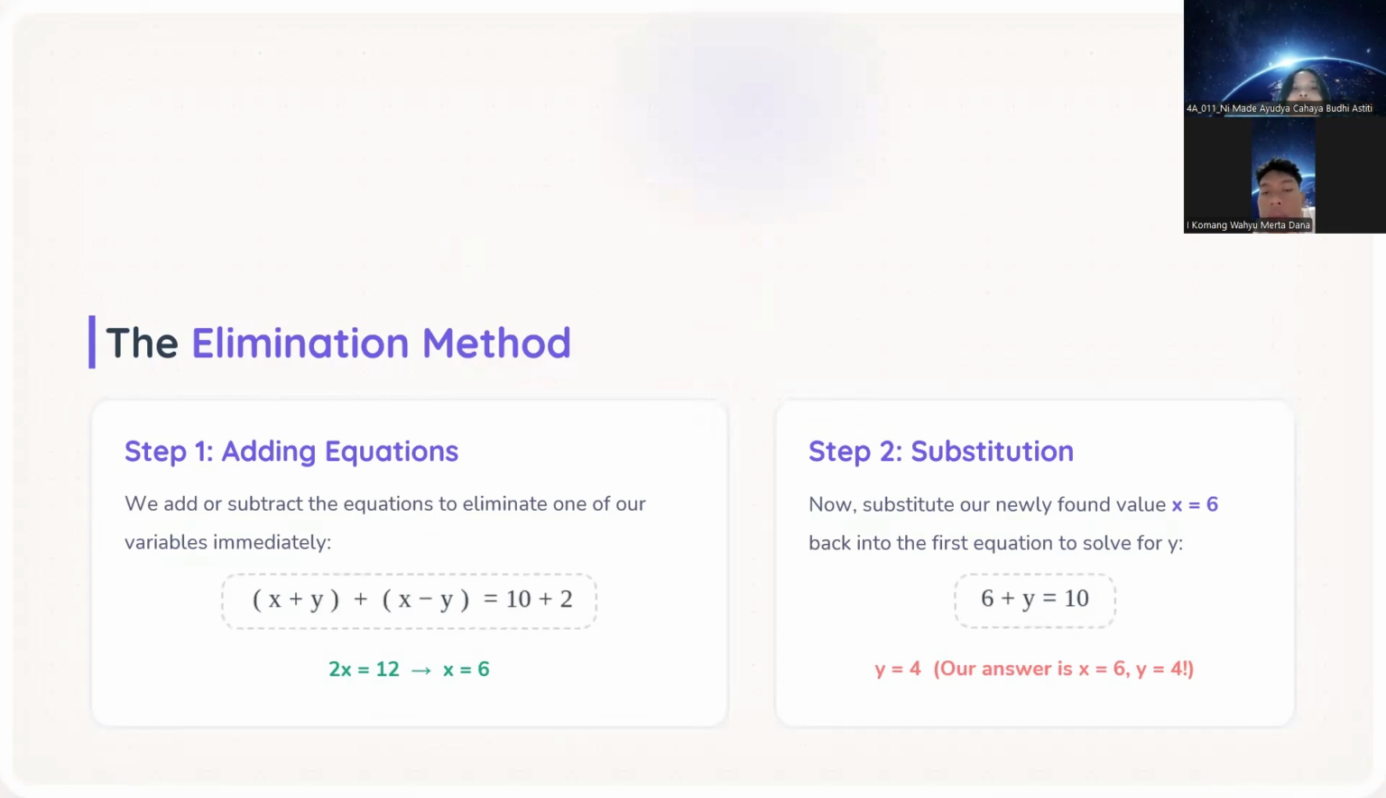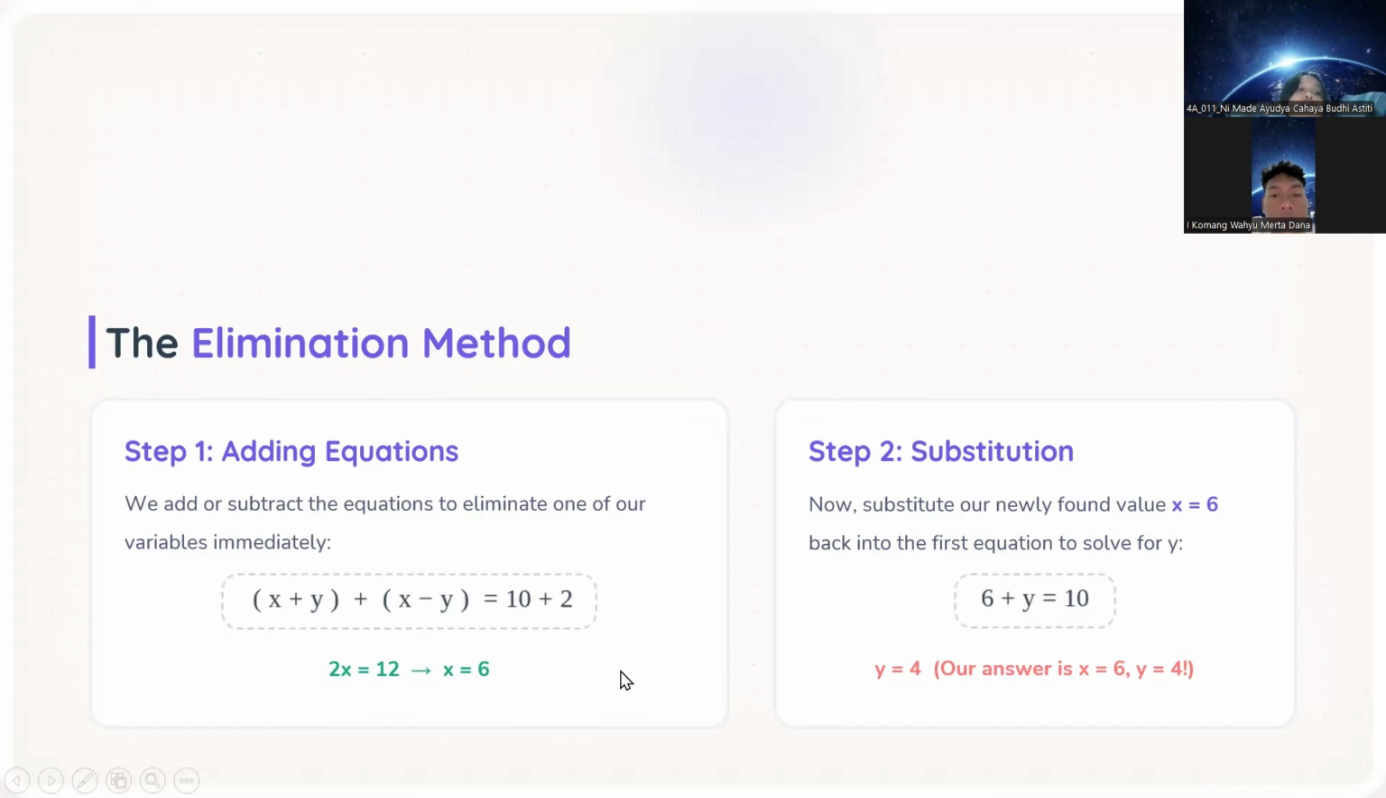Next, we have the elimination method. In a linear equation system, there are two methods, and the first method is the elimination method. Let's solve a system of equations. The equations are x plus y equals 10 and x minus y equals 2. The one on the screen is wrong, sorry. The correct one is x plus y equals 10 and x minus y equals 2.